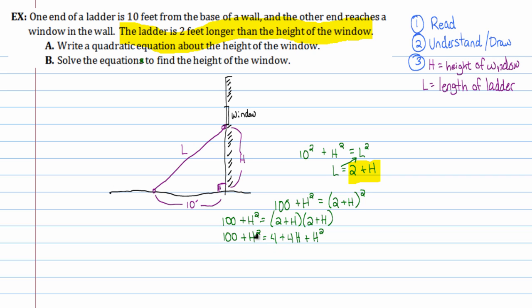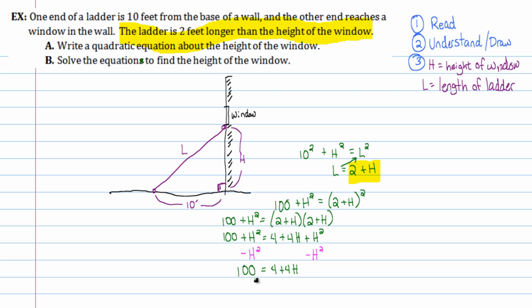Now initially I think, oh, there's two different versions of my variable, and technically there are two versions of h. There's a single powered version and a double powered version. However, have some forethought here, be able to look ahead a little bit and notice that when you subtract h squared from both sides, they'll cancel out nicely and you'll get this wonderful equation: 100 is equal to 4 plus 4h.